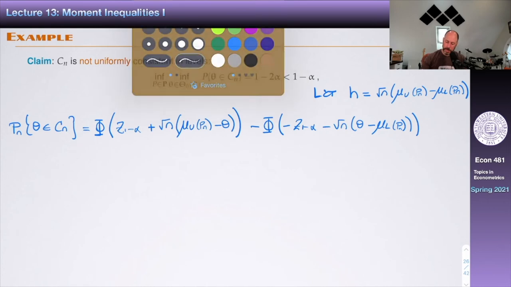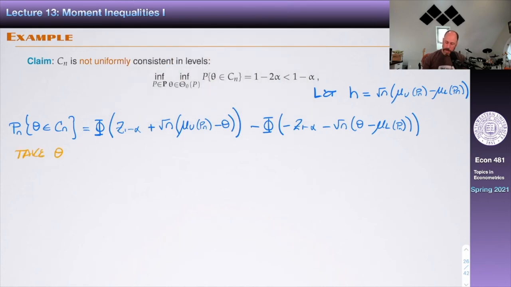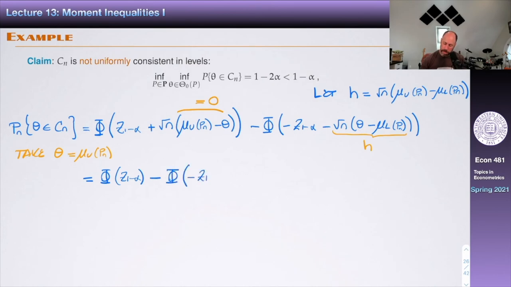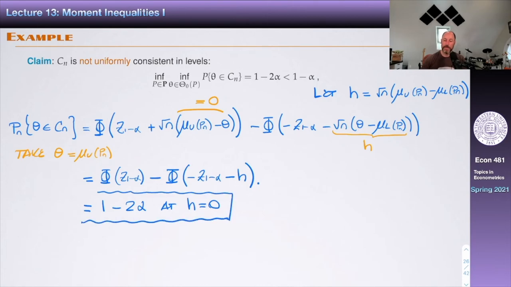Now I'm going to say here, take θ equal to the upper bound. Then this is this, because now this thing over here is 0, and with this choice of θ, this thing over here is H. Now this is equal to 1 minus 2α at H equal to 0. So you can consider sequences where H gets smaller and smaller, and you eventually get arbitrarily close to 1 minus 2α. And that's it.